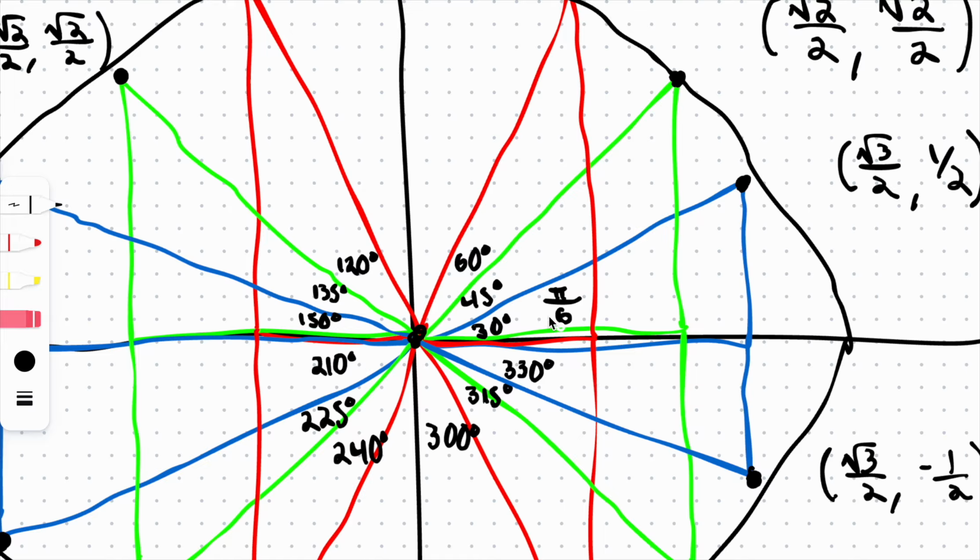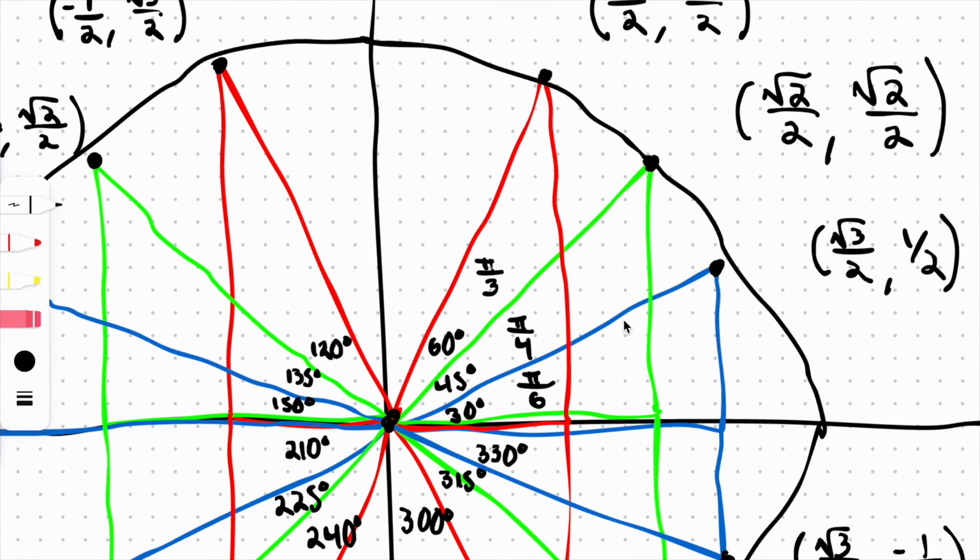45 times pi over 180, 45 over 180 is equal to 1/4. 1/4 times pi is pi over 4. Okay? Then 60 degrees, when we multiply by pi over 180, 60 divided by 180 is 1/3. Multiplied by pi gives us pi over 3. Okay? Perfect.